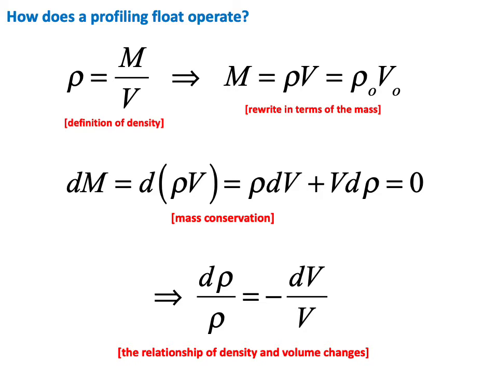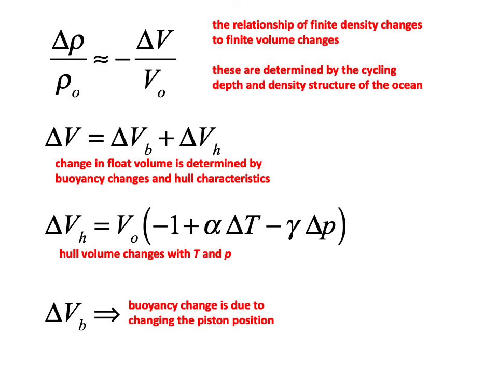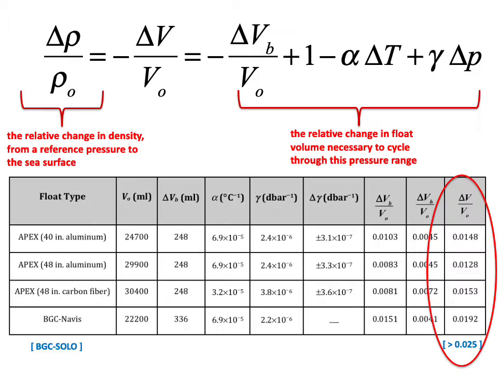The other thing we can do is see how the mass changes by differentiating the mass, so that dm is equal to d(rho v), and that's rho dv plus v d rho, and that has to be equal to 0 since the mass is conserved, that is dm is 0. And so you can rearrange that to see that the relative change in density is the same as the relative change in volume of the float. They're related just with the difference being a minus sign.